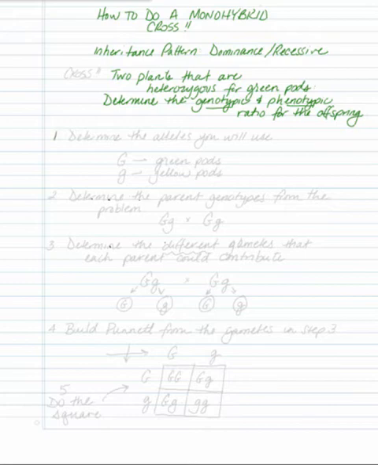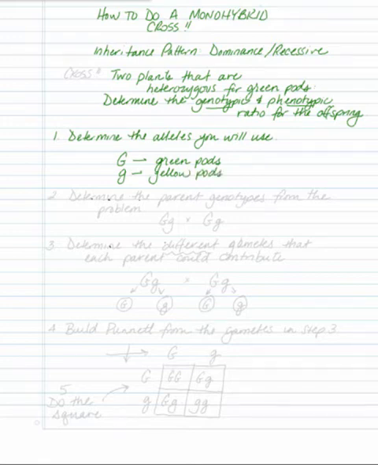The first step would be to determine the alleles you're going to use. For this one, we have to determine which allele is the dominant and which allele is the recessive. In this case, I know in the problem you're not told what the recessive one is, so we'll let you know that yellow is the recessive. So for this, we're going to take a big G, since that's the dominant allele, and that's going to code for green pods. A little g will code for yellow pods, and that's the recessive allele.